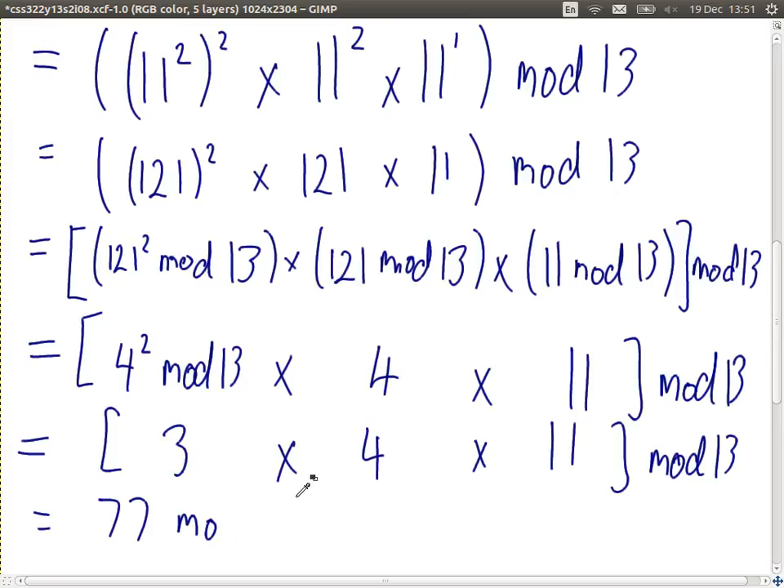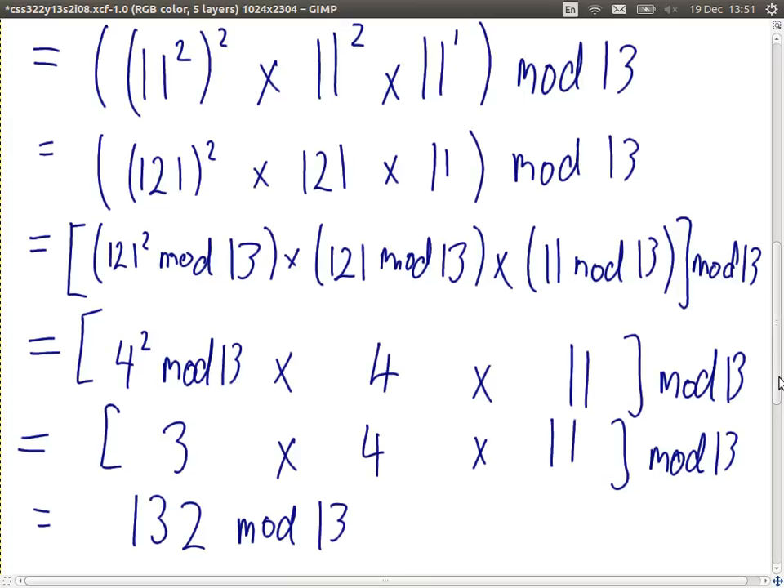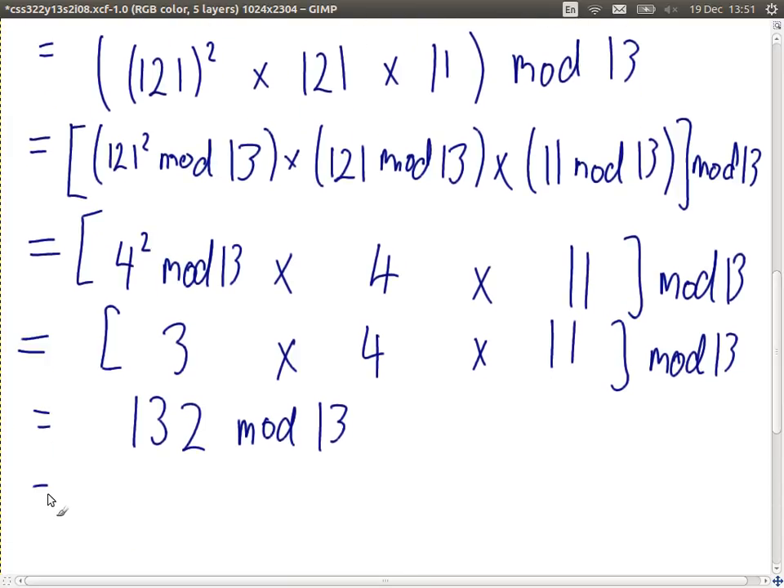Well done. 12 times 11, 132 mod 13, which is an easy one. 2. All right, so we've started with 11 to the power of 7 mod 13, and we can manually go through the steps and use this, especially this property of expanding, and get the answer of 2.